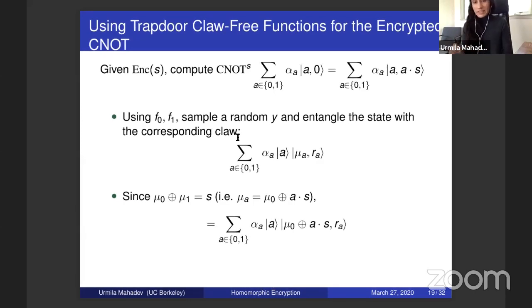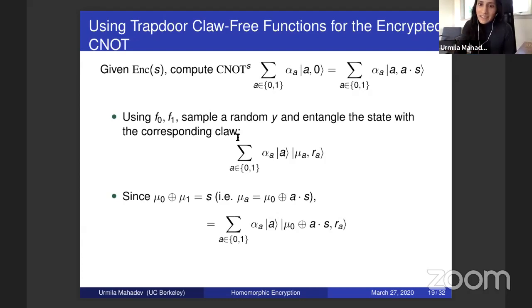So just to break this down, I've rewritten that second register. And so first, let's say when A equals 0, that second register is just mu0, exactly the same as the first line. And when A equals 1, the second register is mu0 XOR S, which is equal to mu1, due to the fact that mu0 XOR mu1 equals S. So all I've done in the second line is rewrite the state entangled with the claw according to the equality that we have about the claw hiding the bit S.